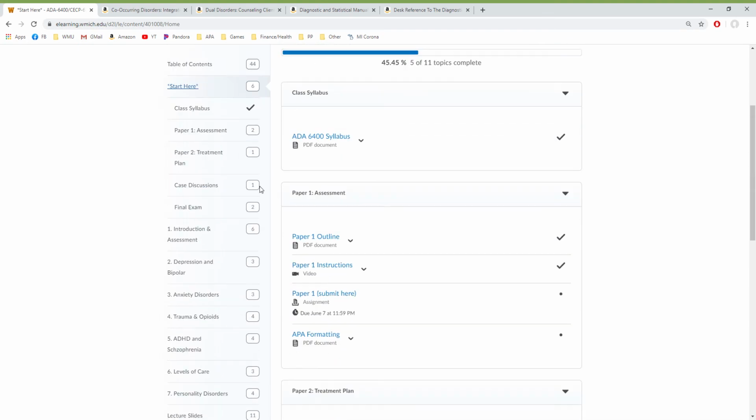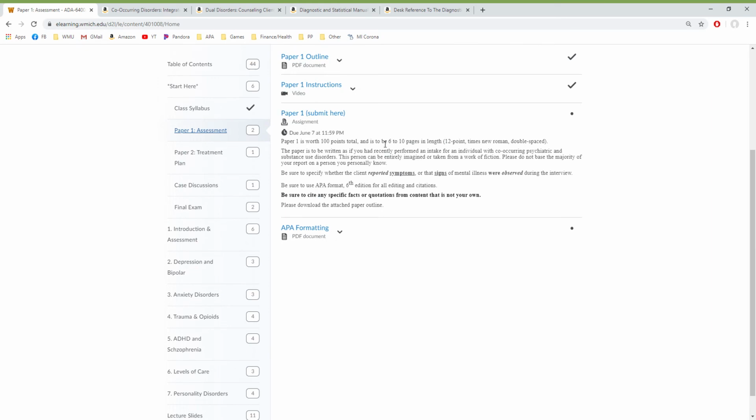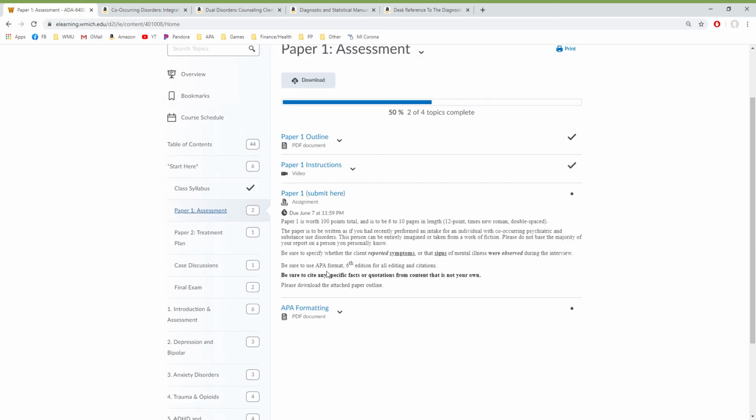So first with Paper 1, you can click on these sub-modules and then just go to that specific information for that part. 6 to 8 pages in length, 12-point font, Times New Roman, double space. Be sure to just keep to that general length. It's okay if you're a page too long. I don't want to see any papers any shorter than this, but I'm not going to be super hard on you about that anyway. Just make sure to keep within this range as best you can.